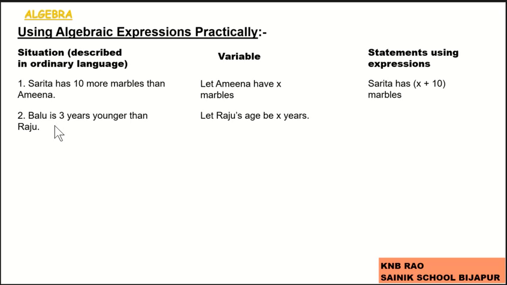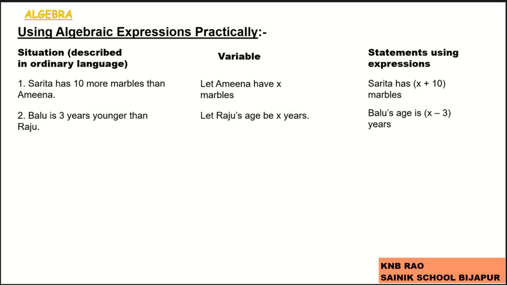Now, coming to the second one, Balu is 3 years younger than Raju. I am assuming let Raju's age be x years. Now, can you tell me what is Balu's age? Balu is 3 years younger. Younger means less. So, Balu's age will be whatever Raju's age is, less 3. So, x minus 3 years will be the age of Balu.